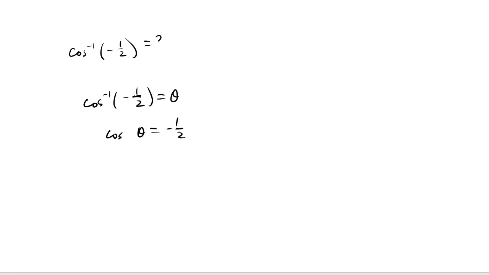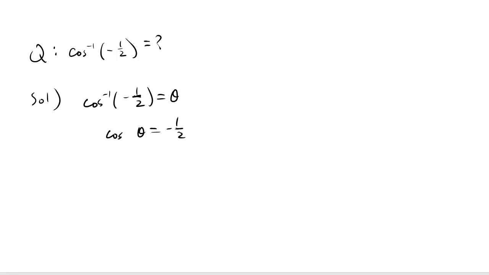Here's another question that's useful. Find cosine inverse of negative 1/2. Well, cosine inverse of negative 1/2, just call it theta. And again, what does that mean? That means cosine of theta is negative 1/2. So that's the question. Solution: call it an angle and switch the two around because that's what inverse functions do. So this is what it is.